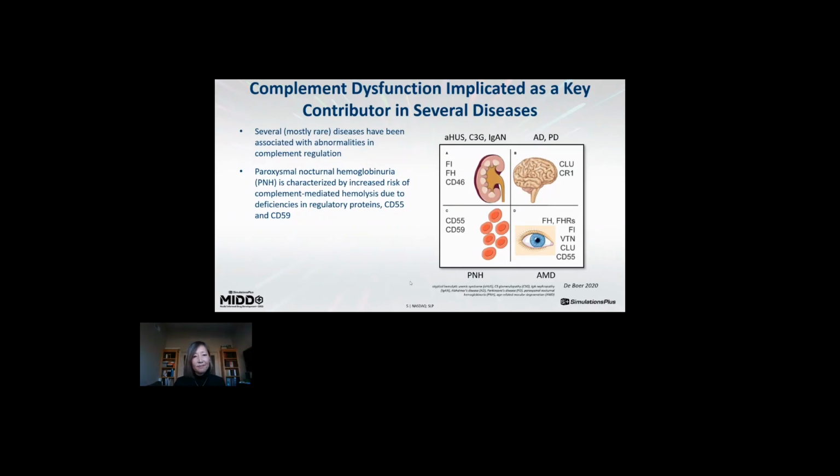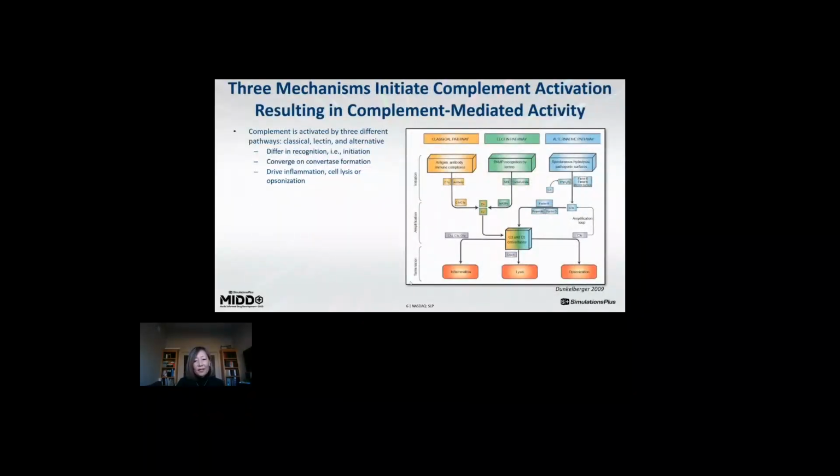Okay, so what are we really talking about with respect to complement? In this figure, what we're looking at is the possibility that complement can be activated via multiple routes. And so complement can be considered in terms of a classical pathway, lectin pathway, and an alternative pathway, each of which are stimulated or activated or kicked off in a slightly different manner.